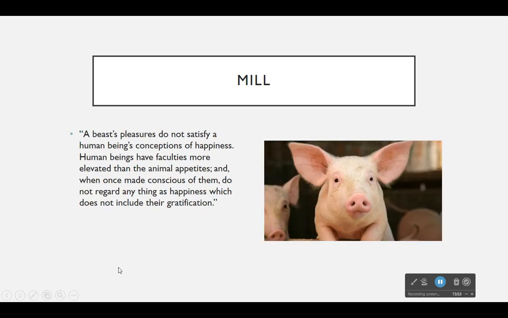So one way that Mill put the point was to say that a beast's pleasures do not satisfy a human being's conceptions of happiness. Human beings have faculties, that is to say abilities or capacities. Human beings have faculties more elevated than animal appetites, and when once made conscious of them, do not regard anything as happiness which does not include their gratification.